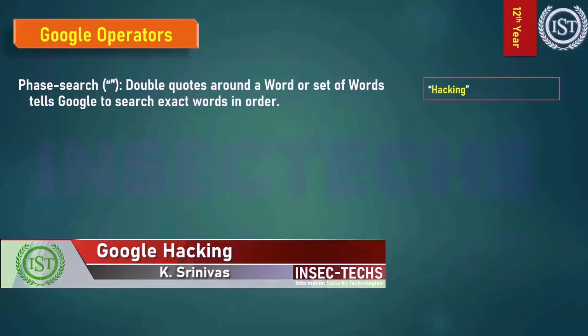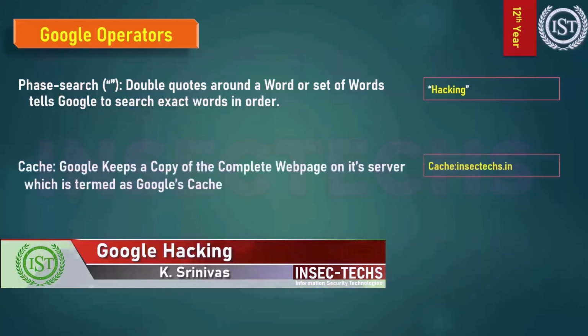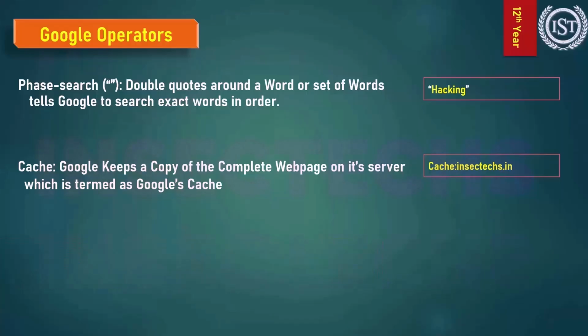And we have one more operator, that is cache. Google keeps a copy of the complete web page on its server, which is termed as Google Cache. We can visit these cached pages just by typing cache:insectechs.com.